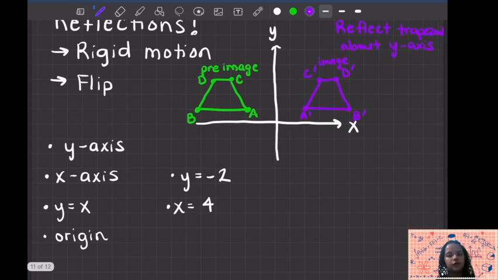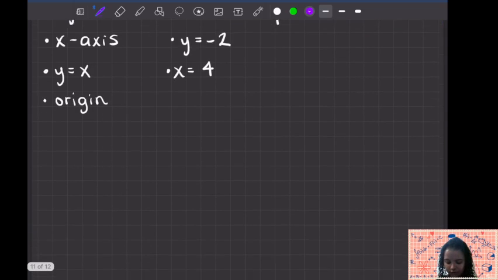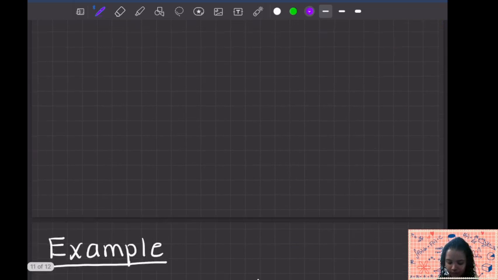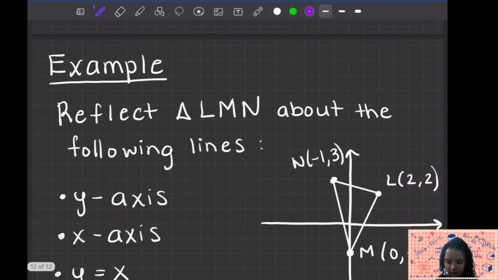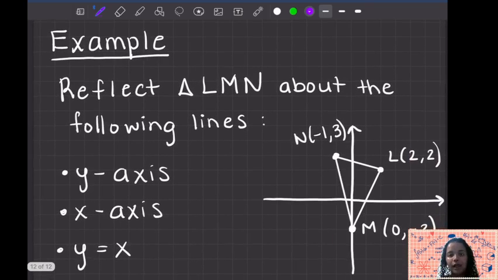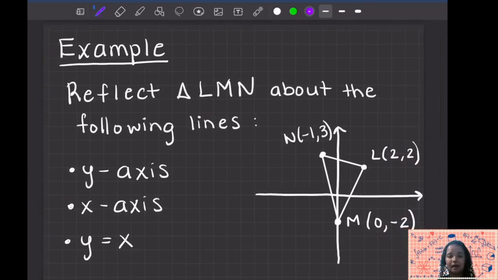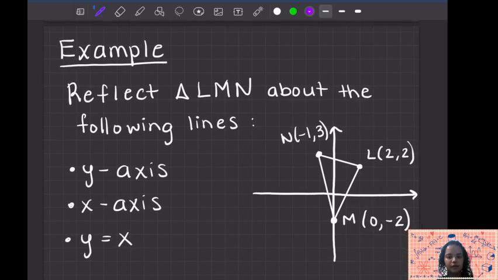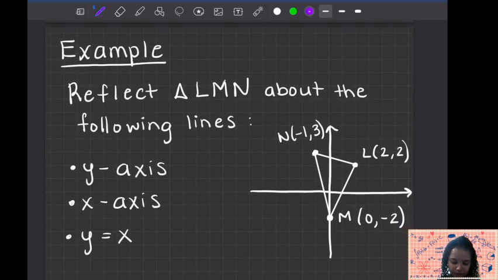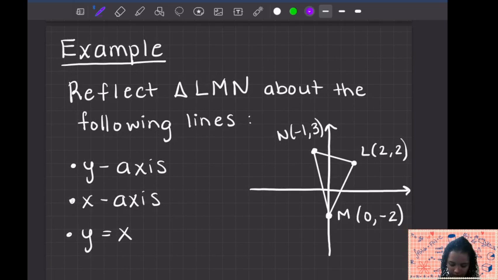Okay? So that's just the basic overview of what reflections are. Now let's go ahead and jump into this example here. So we're going to reflect this triangle LMN about the following lines. So I picked the y-axis, I picked the x-axis, and I picked the line y equals x as some of the basic ones. And I'm going to go ahead and label each of these using colors.